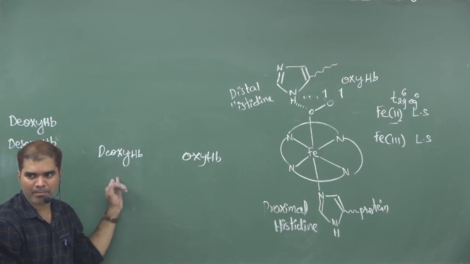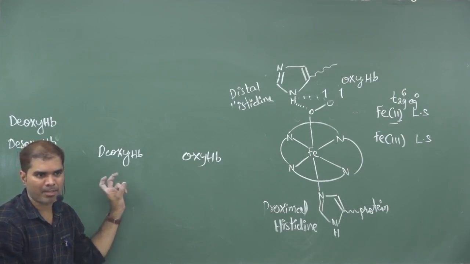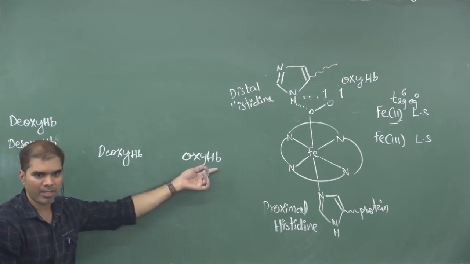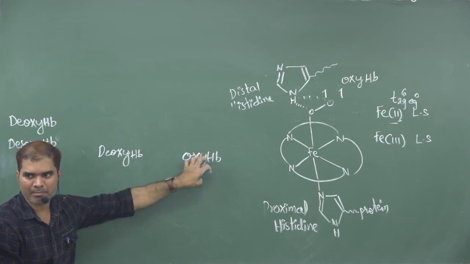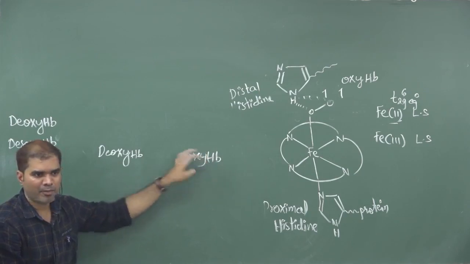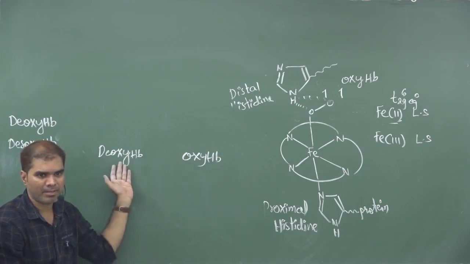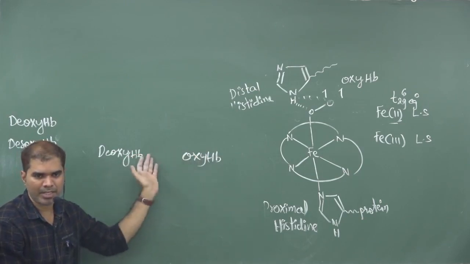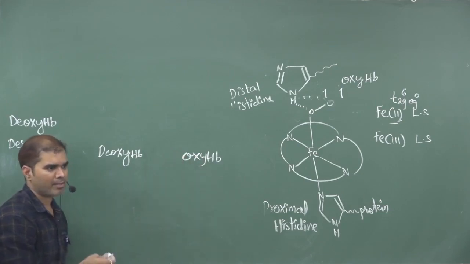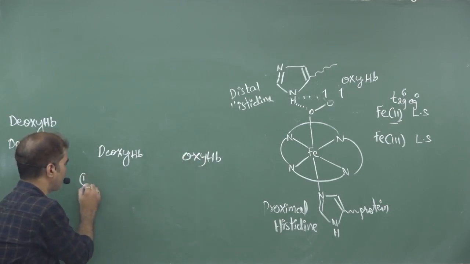Deoxyhemoglobin is purple color. We call it purple. Oxyhemoglobin we call red color or purplish red color. The reason for the change in color, this is purple, red. Change in color. Okay.